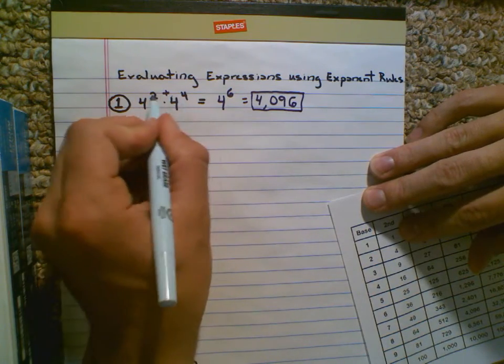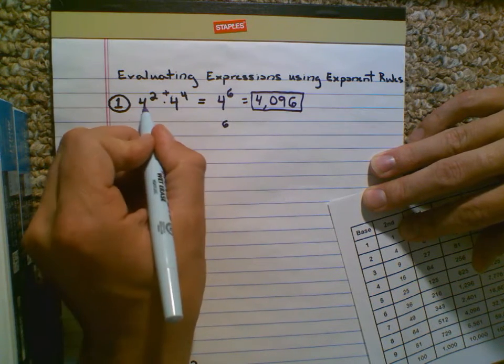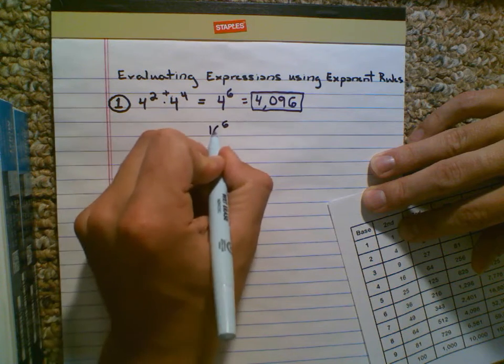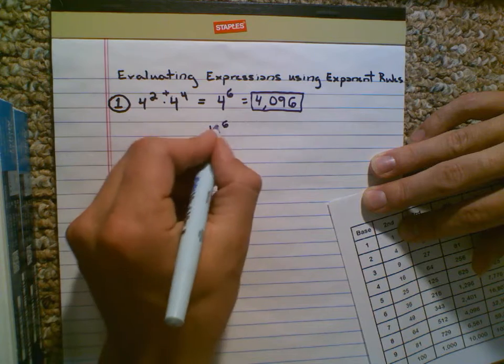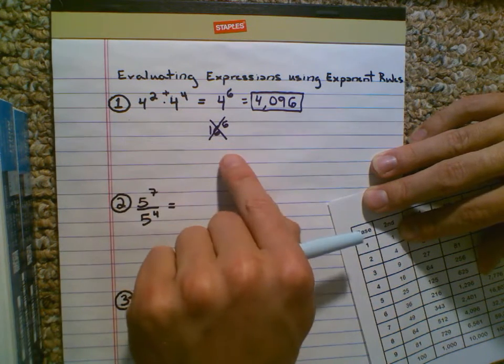Now, some students, the typical mistake that we will see on a problem like this is they will add the exponents together. So they'll take 2 plus 4 and get 6, which is right. But then instead of leaving the base as a 4, they'll take 4 times 4 and they'll put 16 here. They'll say 16 to the 6th. Now, this is actually incorrect. Okay, this is wrong. And I want to talk about why this is wrong.